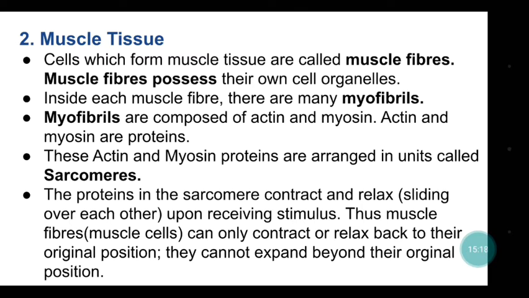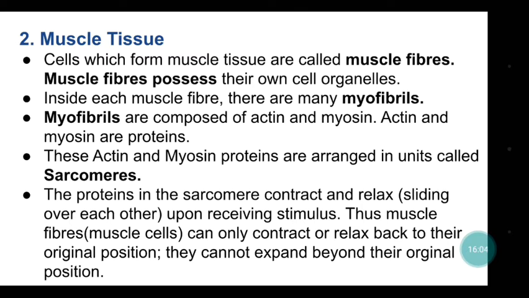Inside each muscle fiber there are many myofibrils. So inside the muscle fiber, or you can say inside the muscle cells, there are many myofibrils. And what are those myofibrils? Myofibrils are composed of actin and myosin proteins, alternately. So actin and myosin are the proteins. These will form myofibrils, and myofibrils are present where? They are present in the muscle fiber or muscle cell.